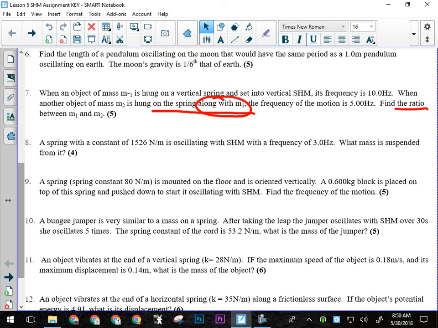Number 9, we have a spring mounted on the floor, oriented vertically. So in other words, it's set on the floor and it's going to oscillate like this, up and down, from the floor. A 6-kilogram block is placed on top of that spring, pushed down, and started oscillating. Find the frequency of the motion.